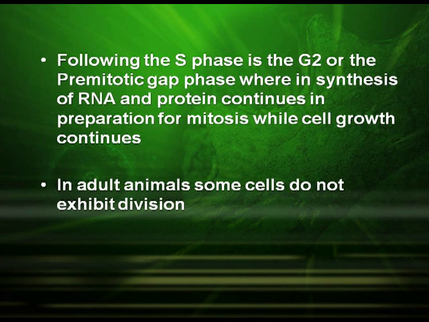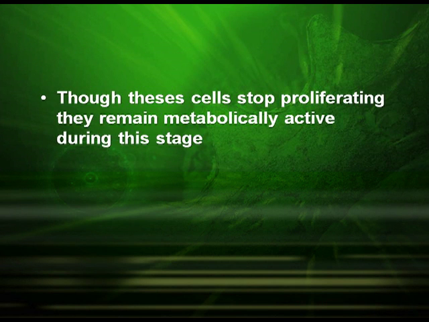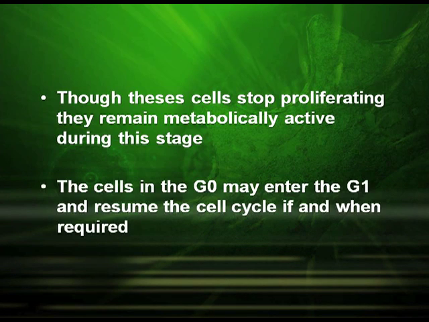In adult animals, some cells do not exhibit division, for example differentiated cells of the heart or the brain. These cells exit the G1 phase to enter an inactive stage called quiescent stage, G0, of the cell cycle. These cells stop proliferating, but they remain metabolically active during this stage. The cells in the G0 may enter the G1 and resume the cell cycle if and when required.